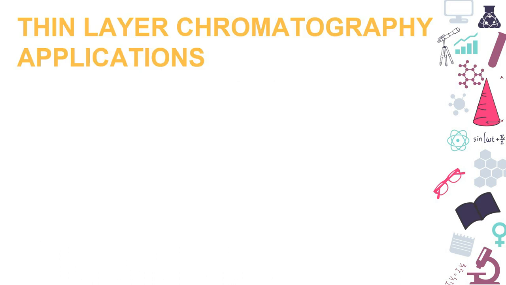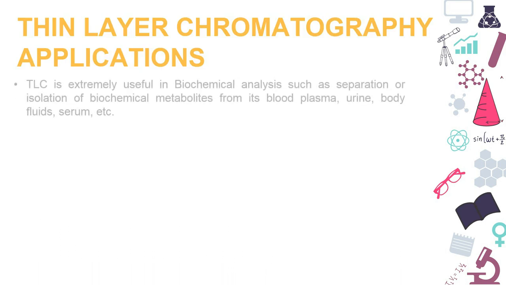And now the thin layer chromatography applications. Thin layer chromatography is extremely useful in biochemical analysis, such as separation or isolation of biochemical metabolites from the blood plasma, urine or body fluid, serum, etc. It gives the separation of constituents from the liquid, so that is why it is used to separate constituents from blood, urine or maybe other liquids of the body.